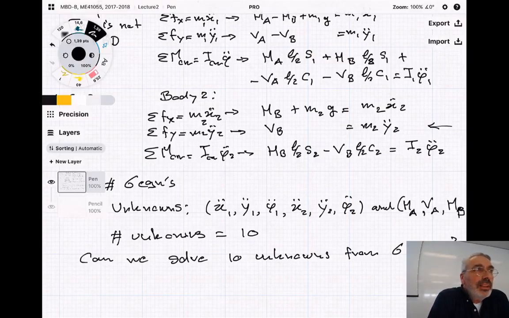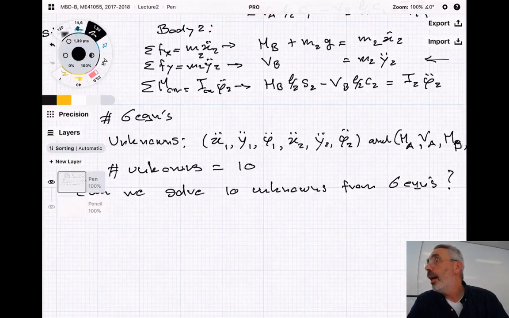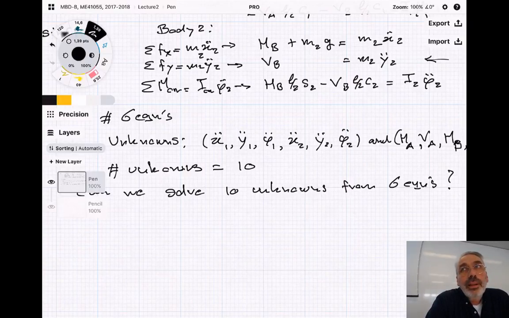Now, does that comply with nature? So if we have this system with some initial conditions and some applied forces, can we get an infinite number of sets of solutions? No. So we're missing out on something. What are we missing? Slowly. X and Y are dependent on phi. Yeah, maybe. The joint, yeah.